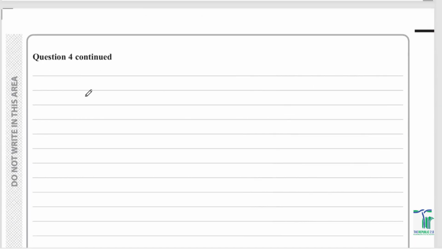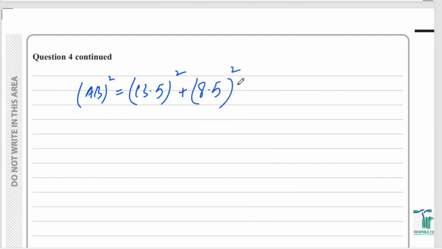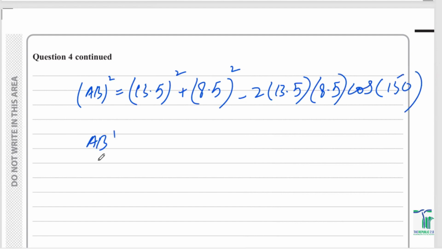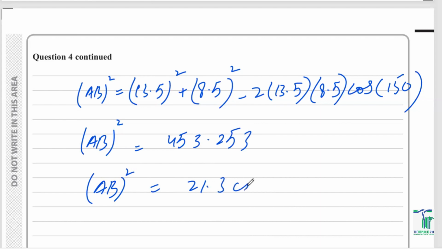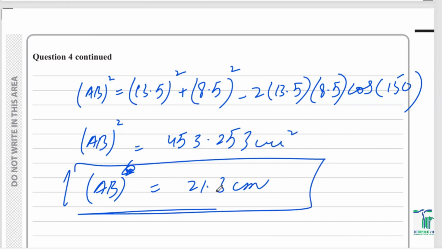So AB square is going to be 13.5 squared plus 8.5 squared minus 2 times 13.5 times 8.5 times cos of the angle between them, and that was 150. If you simply work them up, AB square comes out to be 453.253. So AB at the end of the day would just be 21.3 centimeters.